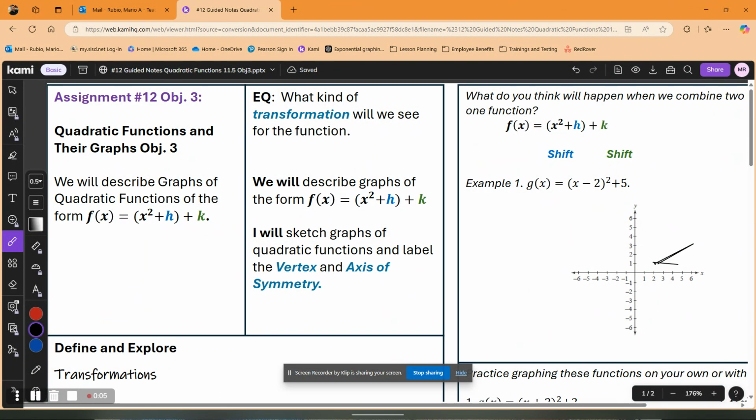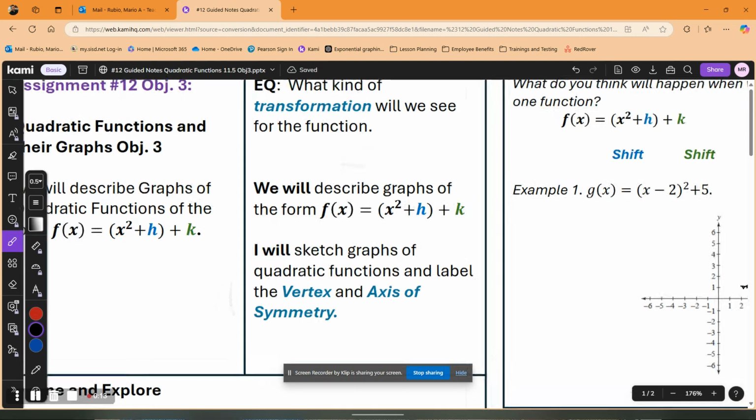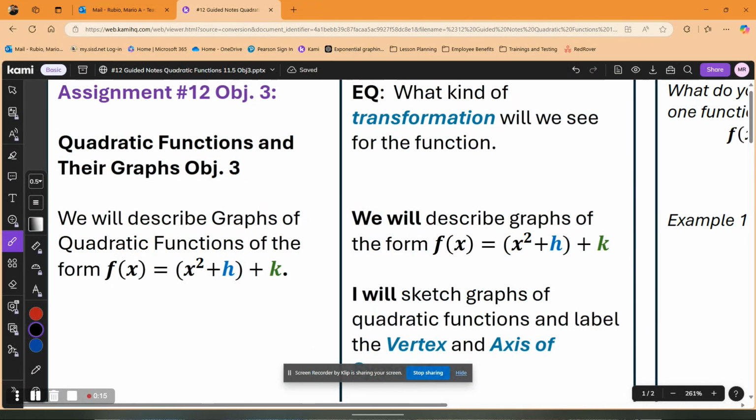Today we're going to be looking at assignment number 12, objective 3. We're still looking at quadratic functions and their graphs, but we're going to be looking at the third objective. We will describe graphs of quadratic functions of the form f of x equals (x plus h) squared plus k. I made the same mistake in these where you got to cross out this squared and put it on the outside of the parentheses. I'm so sorry that I did that, guys.